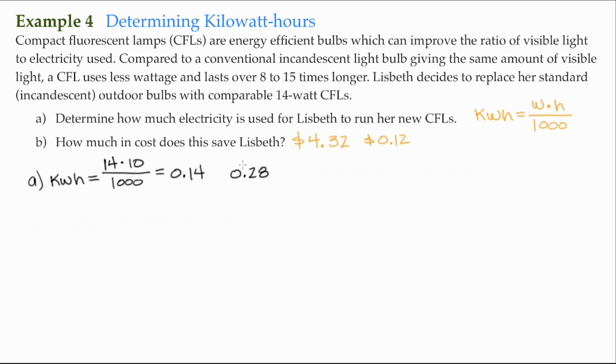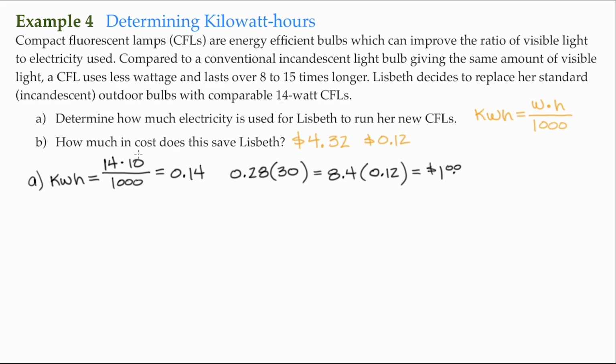Now for a 30-day month, we'll just multiply this by 30 days. So this comes out to be 8.4 kilowatt hours that she'll use in electricity for a 30-day month. So if it's 12 cents per kilowatt hour, we'll just multiply this by 12 cents. And then it comes out to be $1. So it costs her $1 to have her lights on for 10 hours a night for 30 nights, provided that these are the 14-watt CFLs.